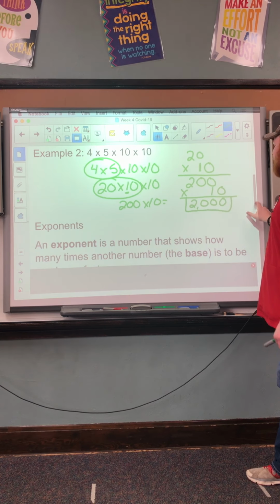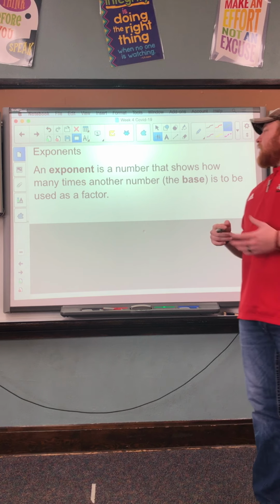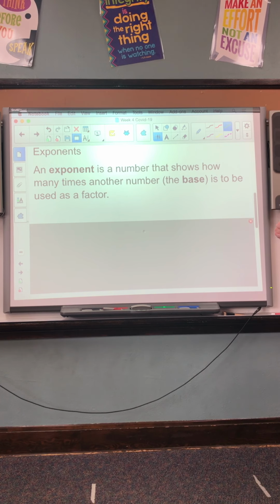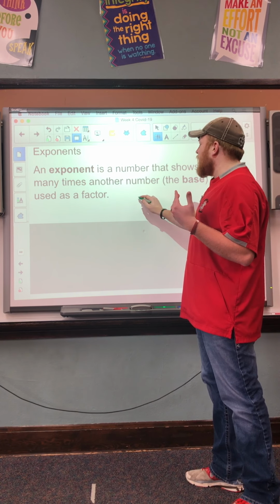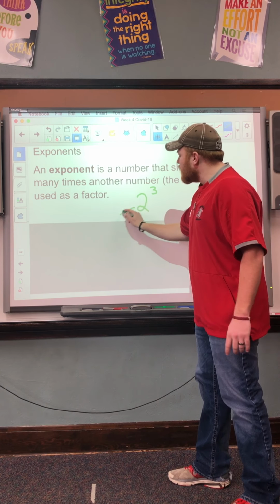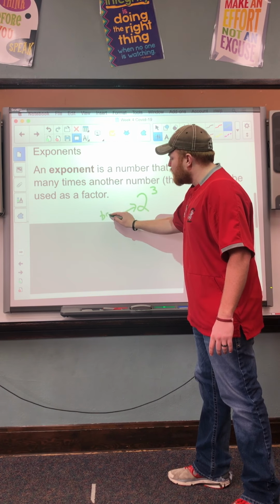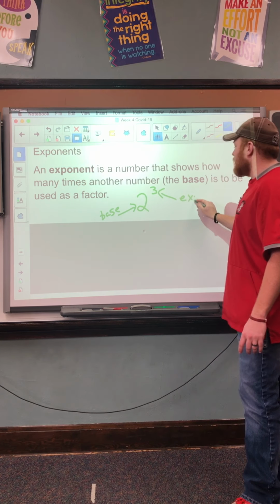Now we're moving on to exponents. Okay, now an exponent is a number that shows how many times another number, or the base, is to be used as a factor. Okay, so say we have this. Okay, the 2 is the base number, and the 3 is called the exponent.